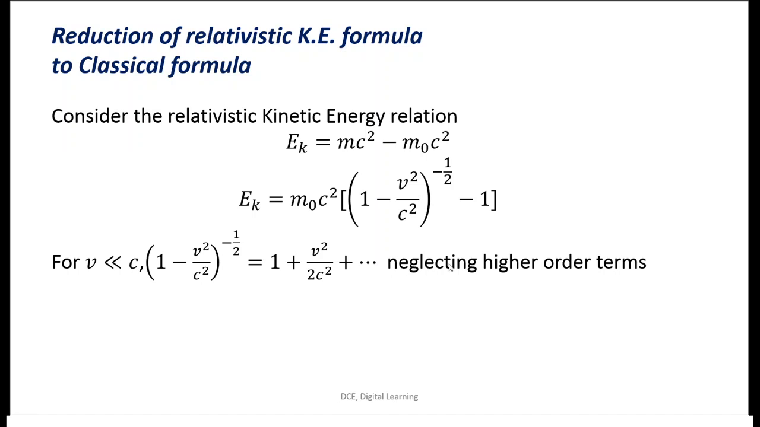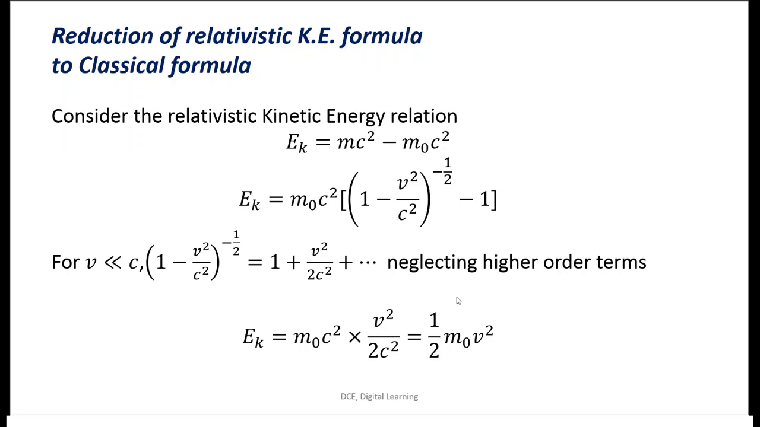Neglecting higher order terms because they are very small values, considering the first and second terms only and substituting this value here, 1 and minus 1 cancel out, the remaining thing is v square by 2c square. So kinetic energy is equal to m naught c square into v square by 2c square, where c square cancels out, and the remaining thing is 1 by 2 m naught v square, where m naught is the rest mass of the particle. This is the classical value of kinetic energy.